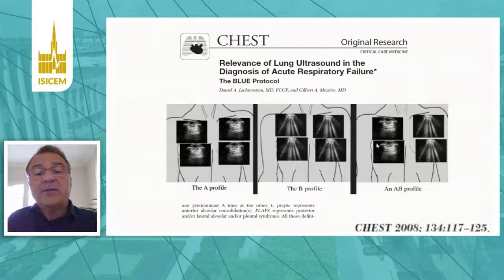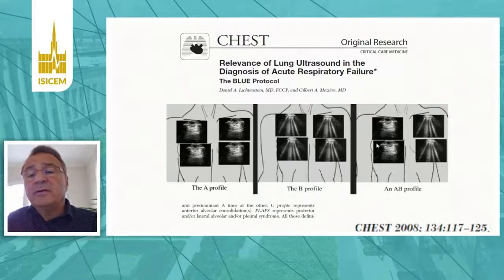He described as well the B profile. The B profile is associated with B lines. B lines are like a rocket line, like a laser ray, which starts from the pleural line and moves far away into the screen. And if these B lines are bilateral, he called that the B profile.